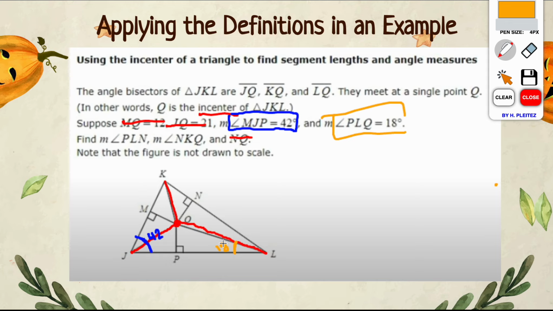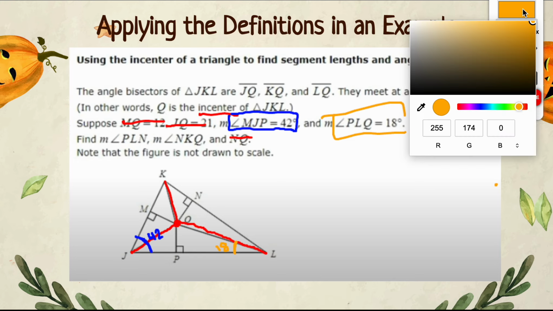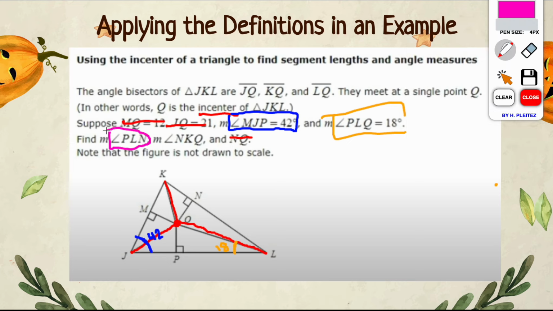Now it wants us to find angles PLN and NKQ. So let's first find angle PLN. Let's do that in pink. So angle PLN is this pink angle right here.